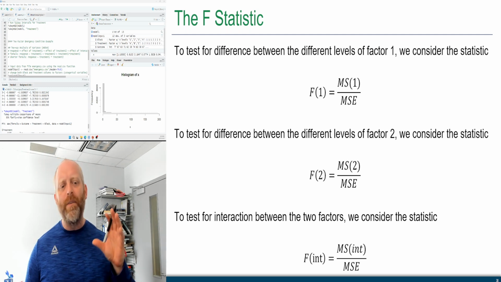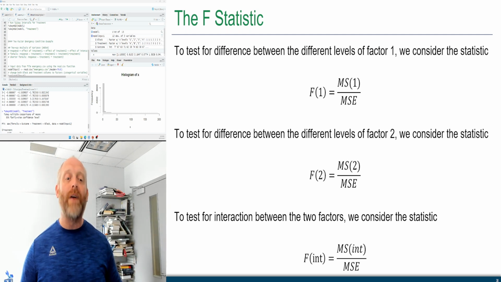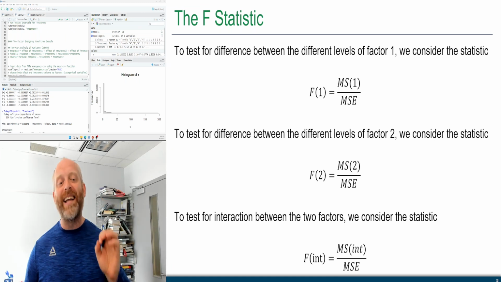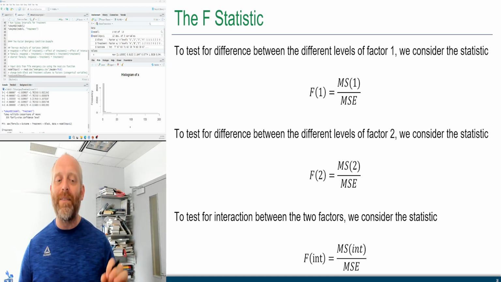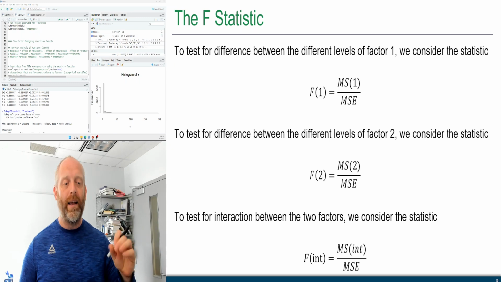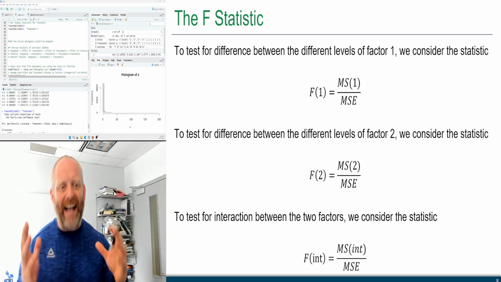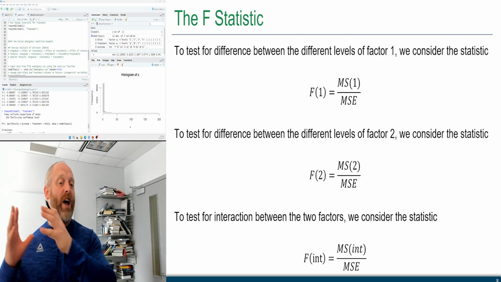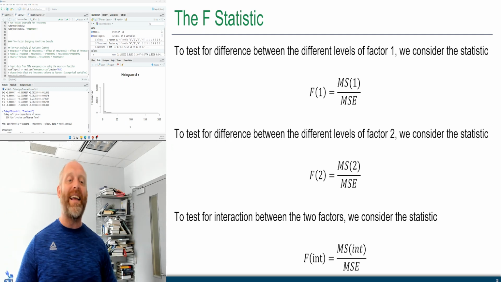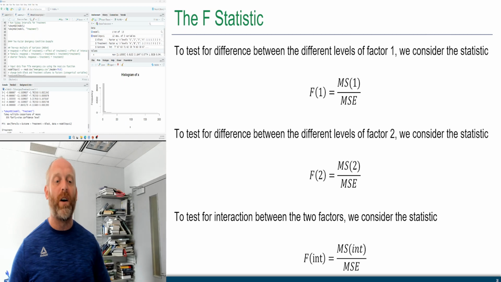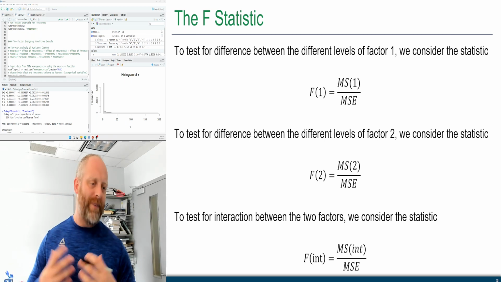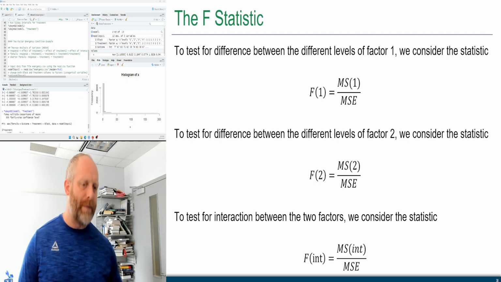So we see we have 3 F statistics, so we're going to have 3 hypothesis tests here. We'll have a hypothesis test for the first factor, and for the second factor. Those are our primary effects on the response variable, and then we have the interaction, which is the secondary effect on the response variable. And again, F_int is just MS_int divided by MSE. There we go.